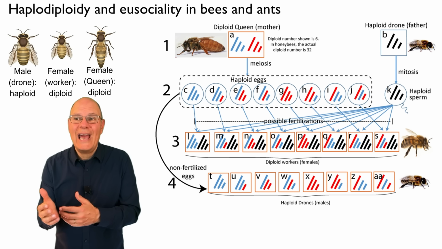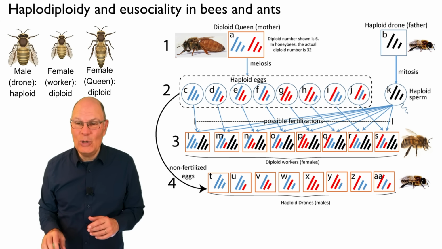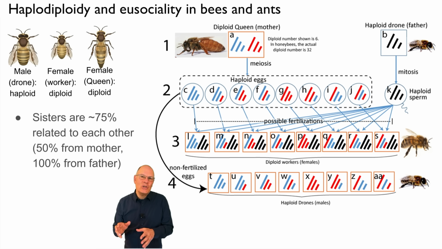So how does haplodiploidy connect to eusociality? The sisters are 75% related to each other. What do I mean by that? Well, they inherit 50% of their mother's chromosomes and 100% of their father's chromosomes. So on average, they're 75% related to one another.